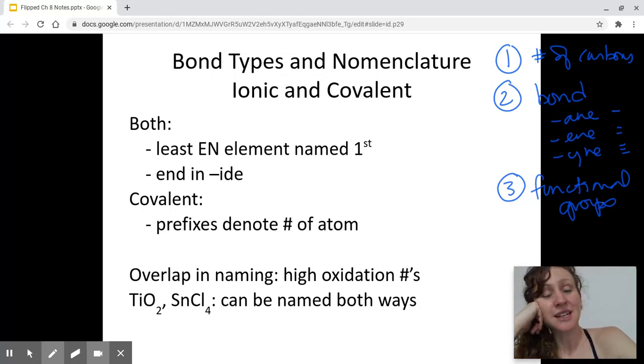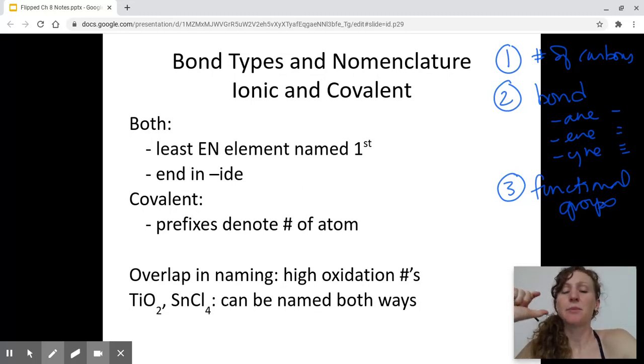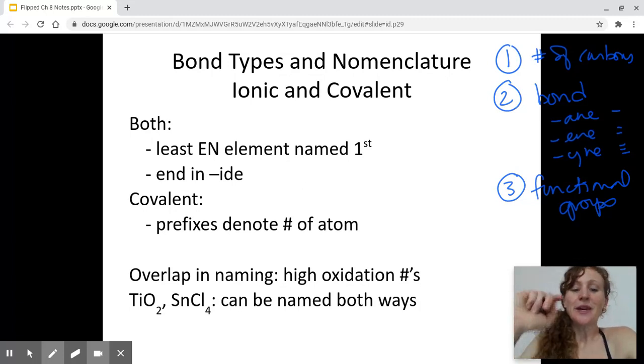But you'll notice that they're definitely in some type of naming system, but it's not one that we've talked about. So there are other naming systems out there. We're not going to deal with them. We are in organic chemistry, and that's about as far as we're going to go.